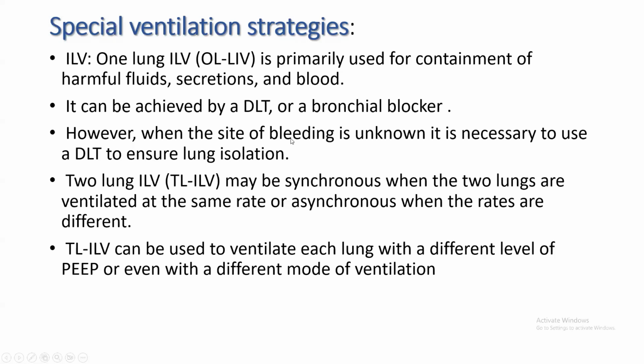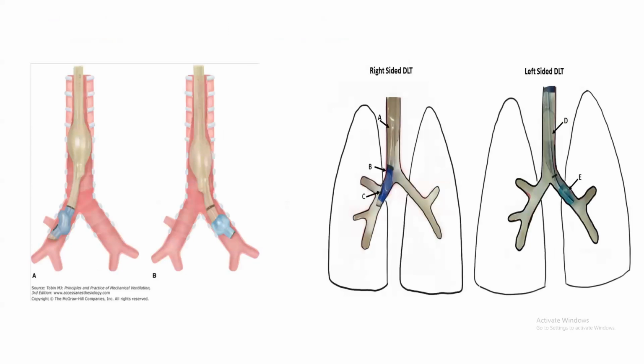However, when the site of bleeding is unknown, we might consider a double lumen tube to ventilate both lungs separately with different levels of PEEP and different settings. This two lung isolated ventilation may be synchronous when the two lungs are ventilated at the same rate, or asynchronous when the rates are different. Here we can also use different modes of ventilation with different levels of PEEP to ventilate both lungs separately. This is the right-sided double lumen tube and this is the left-sided double lumen tube.